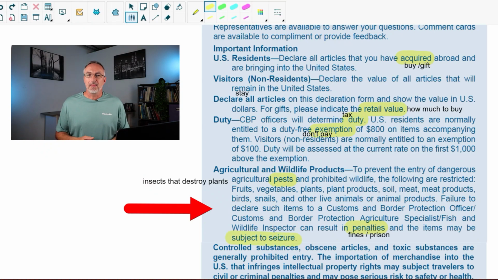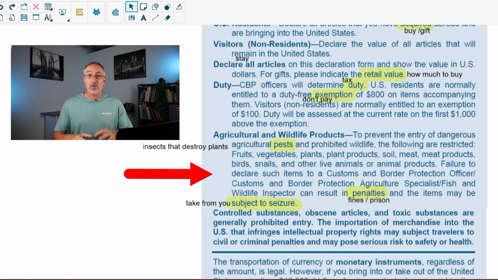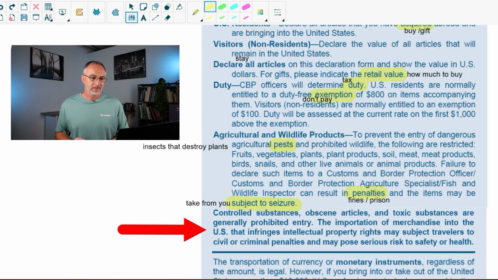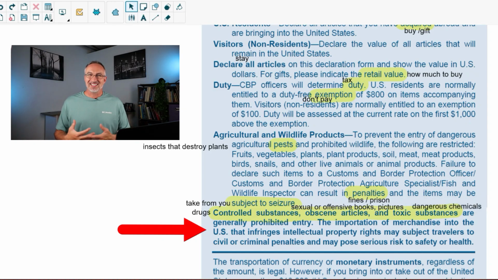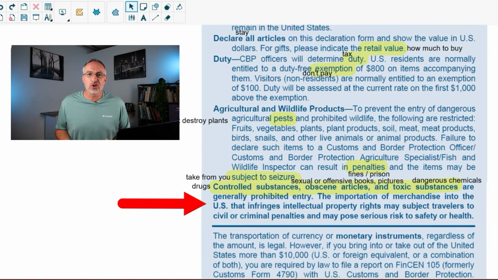And the items may be subject to seizure. Subject to seizure means they're going to take them from you. That's what we mean by subject to seizure. Take away from you. It says controlled substances, obscene articles, and toxic substances are generally prohibited entry. So controlled substances, we normally mean drugs. Obscene articles, that's normally sexual or offensive books or pictures. And toxic substances, basically any dangerous chemicals.